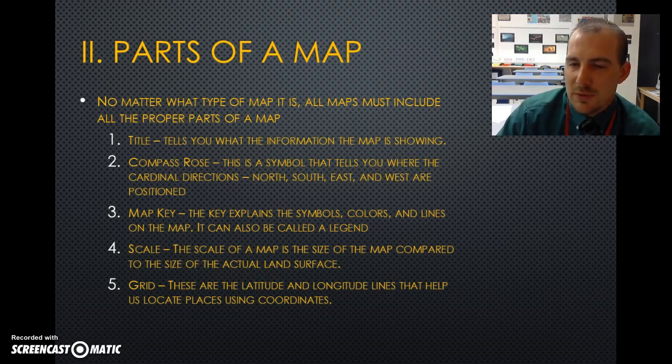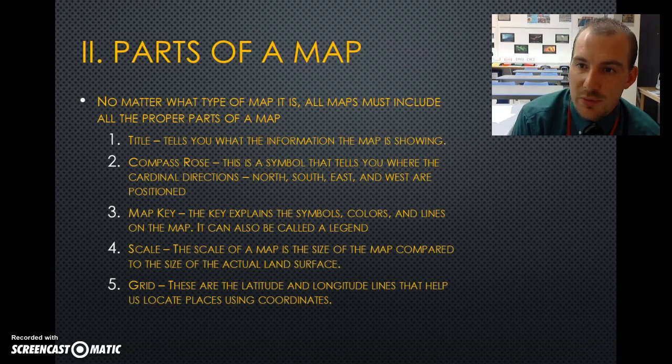Although there's many different types, as we can categorize three types and then many underneath that, all maps must have the same things on them. We call them the parts of the map, and they must include them. When making a map in class for our class this year, you're going to need to make sure you have all of these things. The first thing that a lot of people forget sometimes is the title. It tells you what the map's about, where it is, and what it's showing. The compass rose. This is a symbol that tells you what are the cardinal directions, north, south, east, and west, and where they're positioned in location to this map.